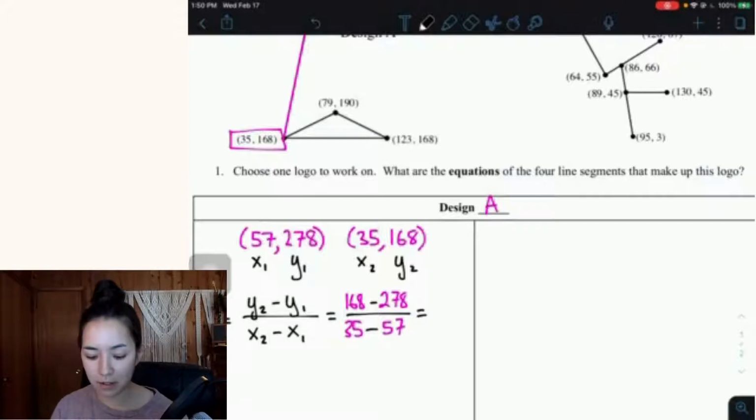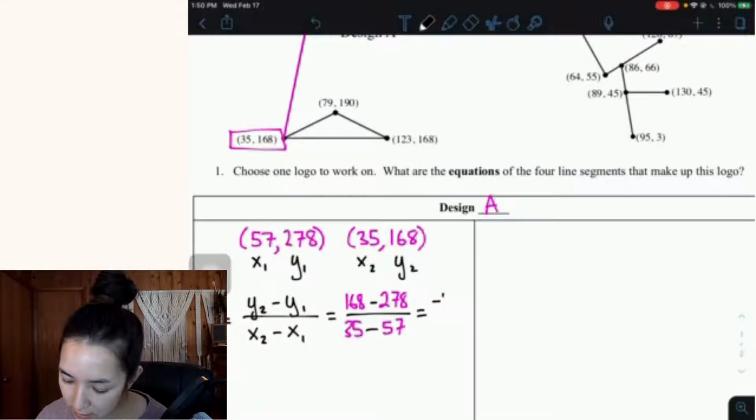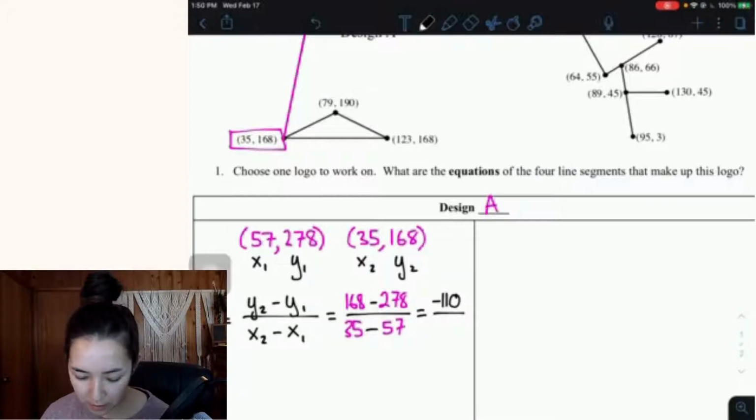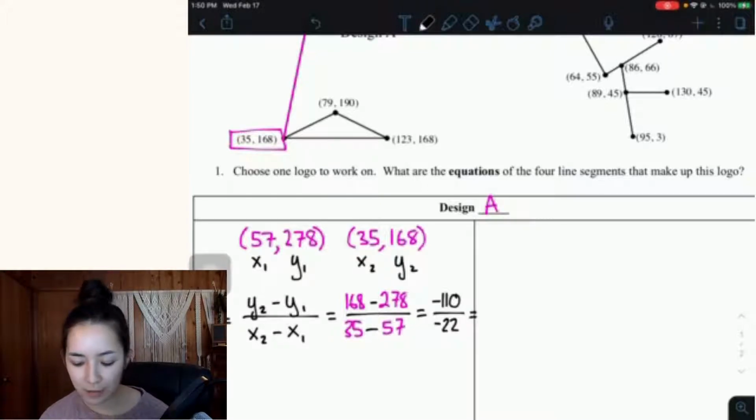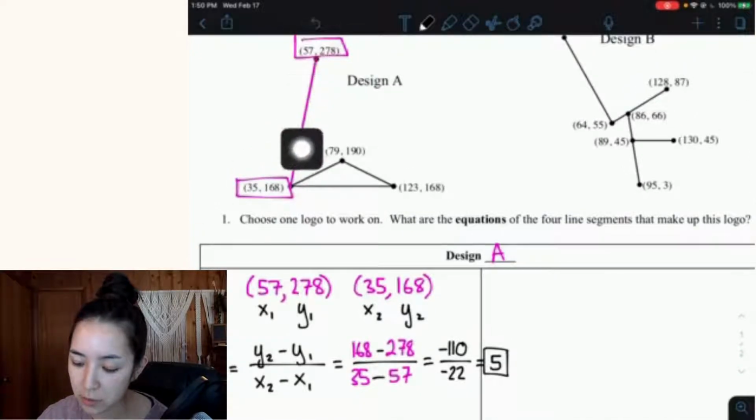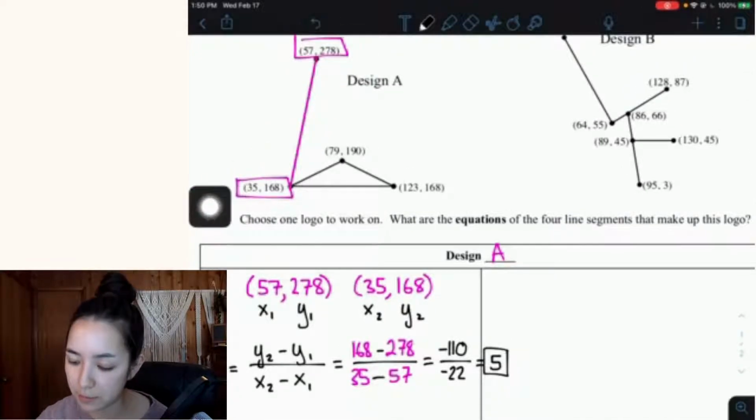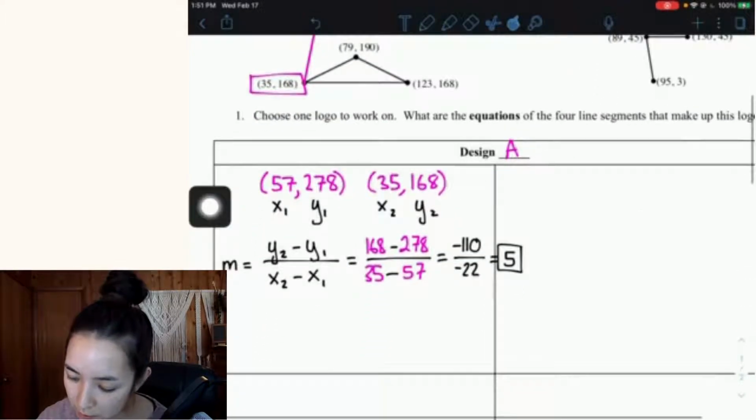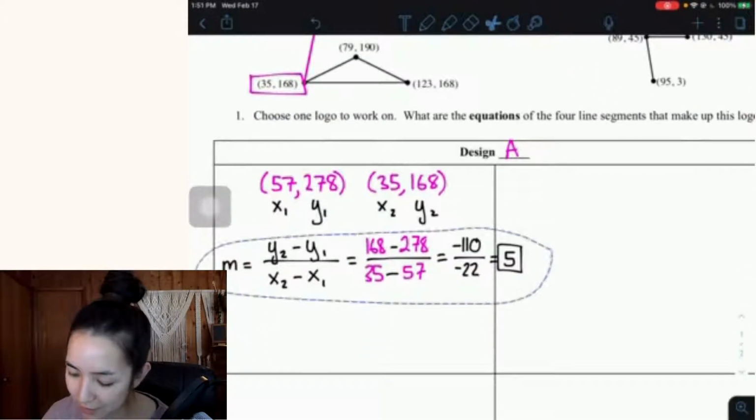Again, I'm going to use my calculator. 168 minus 278 is negative 110. 35 minus 57 is negative 22. If I divide negative 110 by negative 22, I get a slope of positive 5, which is good because the slope should be positive because it's increasing. I'm going to make this a little smaller so I have room.